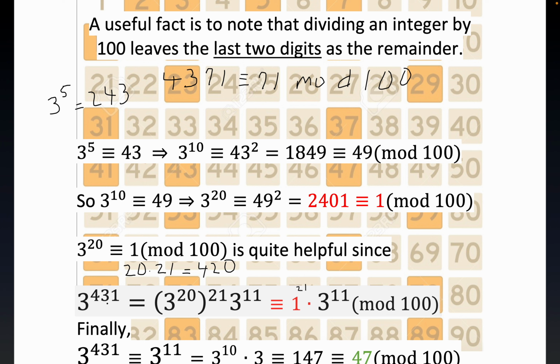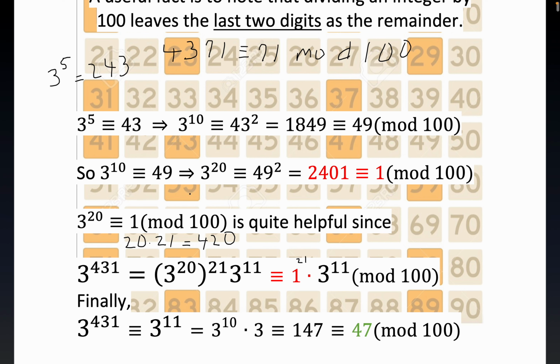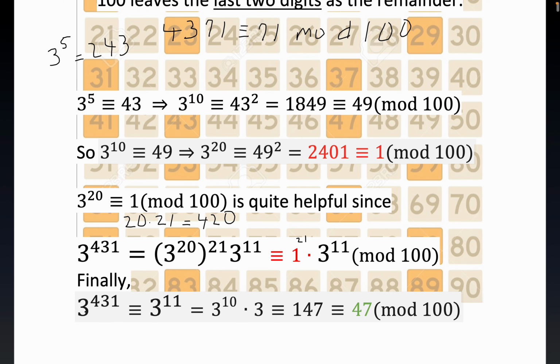We started with 3 to the 431st power, and now all we have to do is a computation for 3 to the 11th, all right? But we already know, well, let's just keep going. So we know that 3 to the 431 is congruent to 3 to the 11th. I've just cleaned this up a little bit, okay? Now we can rewrite 3 to the 11th as 3 to the 10th times 3 to the first power, right? Put a 1 there for emphasis if you want.